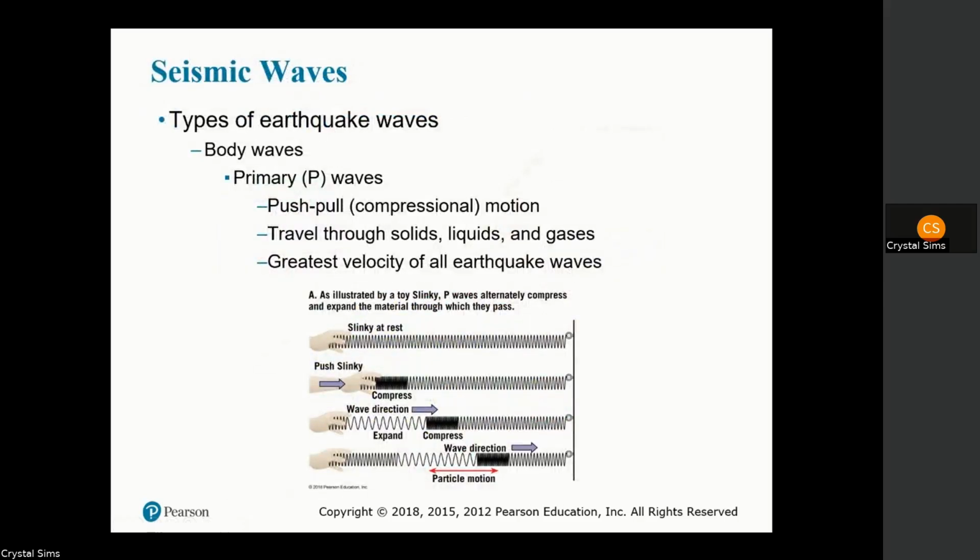There are several different types of seismic waves that occur. First, we have body waves, which travel through the Earth's interior. And with body waves, there are two types, primary or P waves and secondary or S waves. P waves are push-pull waves. They are due to compressional motion. They are going to compress and stretch rocks in the direction that the wave is traveling. And they can travel through solids, liquids, and gases, so all forms of matter. And they have the greatest velocity, so they're the fastest of all of the earthquake waves.